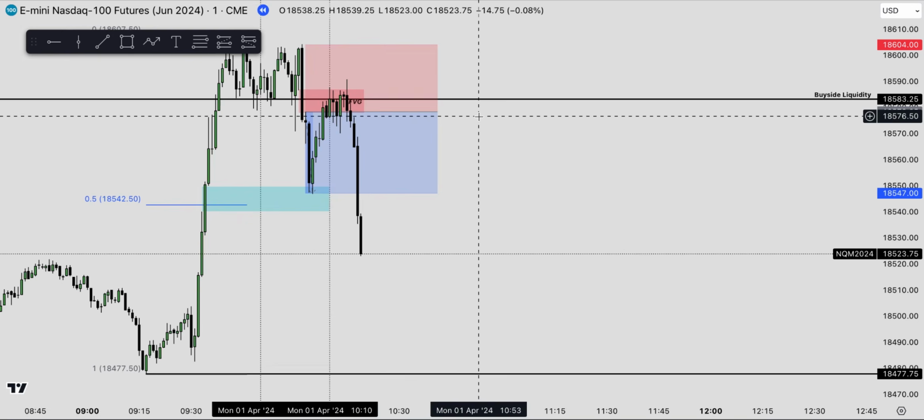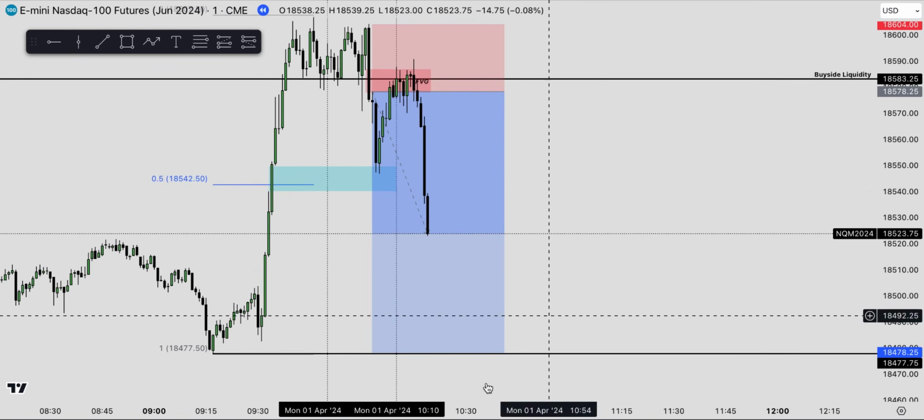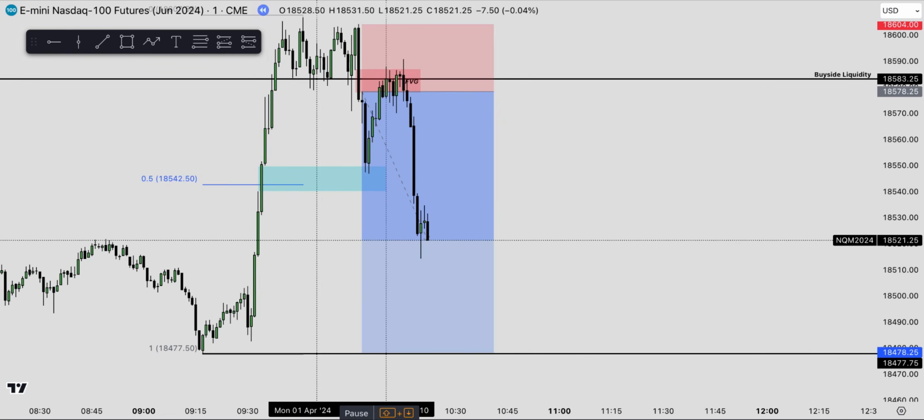So now your stops will be at break even, which is around here, and you would target these lows here. So let's see if we get that. Remember, stops at break even. This is a risk-free trade.